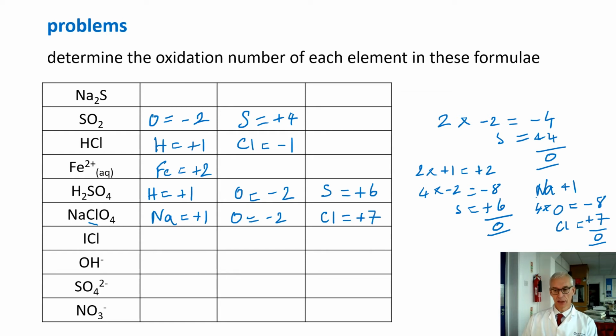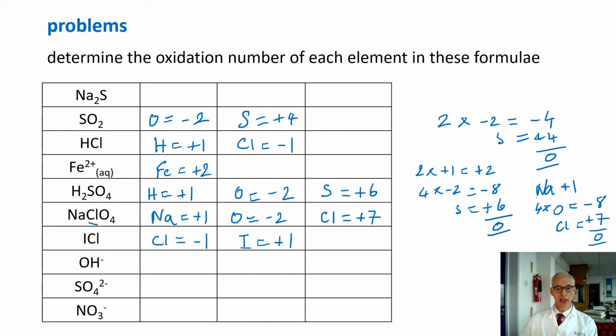It's in group 7. It's only -1 where it is the most electronegative element. In this case, to make the oxidation numbers sum to 0, sodium at +1, 4 oxygens come to 4 times -2 is -8. Chlorine must be +7. Here, which is the more electronegative element? Well, chlorine is the more electronegative element, so it will be -1, which means that iodine must be, in this case, +1.